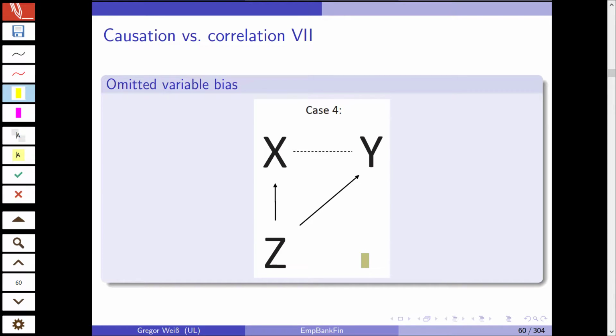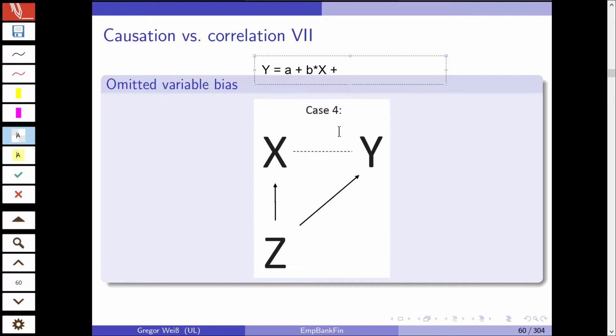Fourth case is omitted variable bias. I'll give you a pretty good example for an omitted variable bias in just a couple of slides. In this case we have a variable Z, and omitted variable already points at the problem here in the context of a regression analysis. In a regression analysis you would look at a regression just like this, a plus b times X.